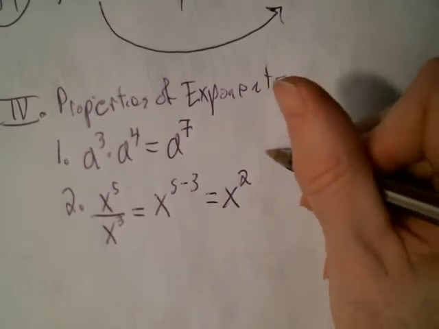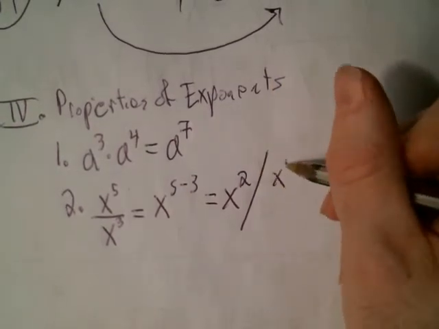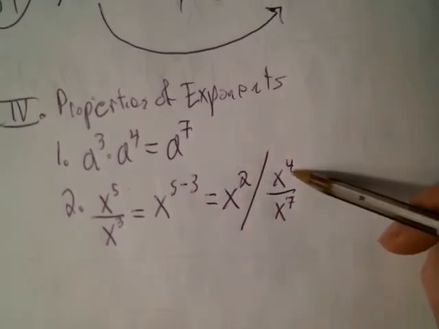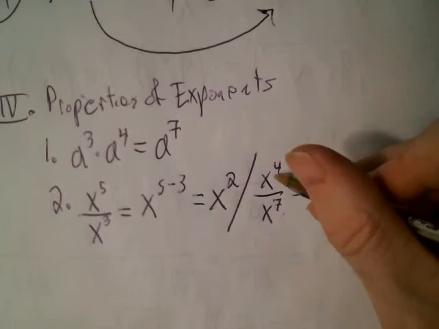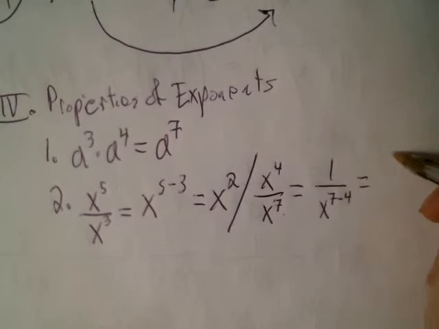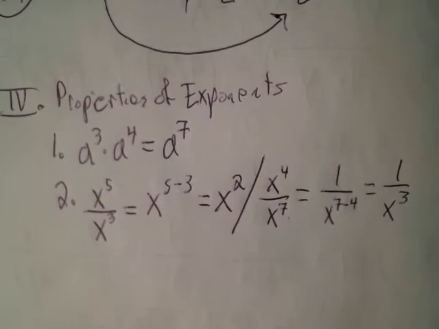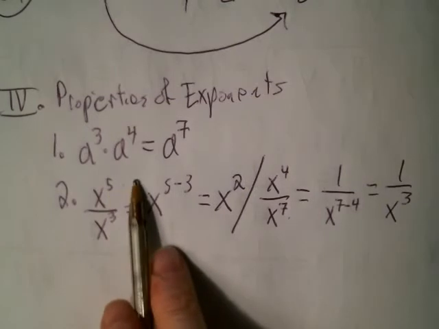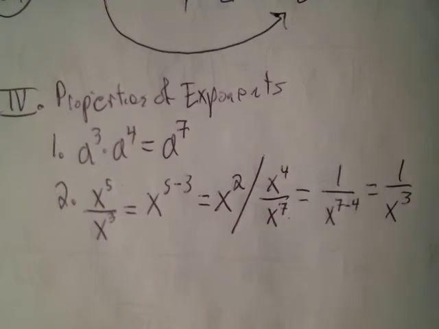But in other examples, let's put a big bar here for another example, you may have something like x to the fourth all over x to the seventh. You don't want to bring the x to the seventh up and go x to the 4 minus 7 because you get a negative. So what you do instead is bring the x to the fourth down, and you get 1 all over x to the 7 minus 4, so 1 all over x cubed. The point is you can bring this up and have this exponent minus whatever the bottom is, or you could bring this one down and have this exponent minus whatever that exponent is.